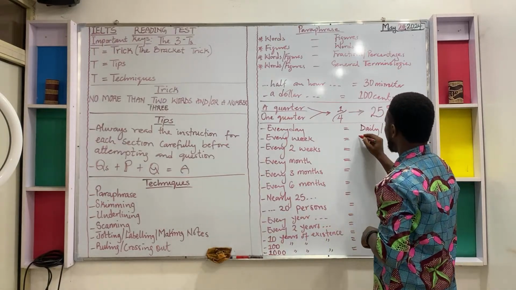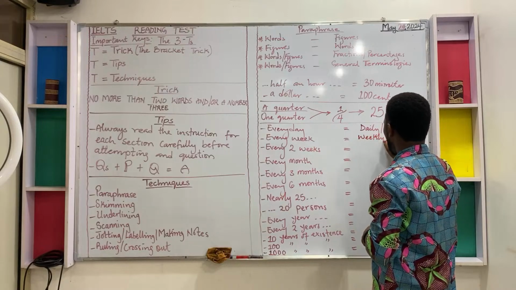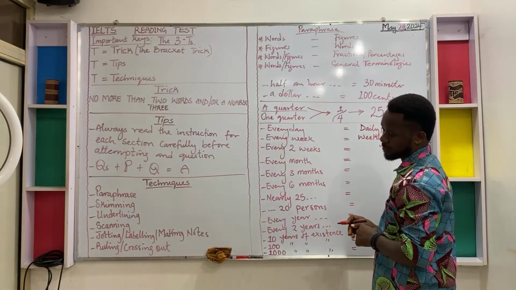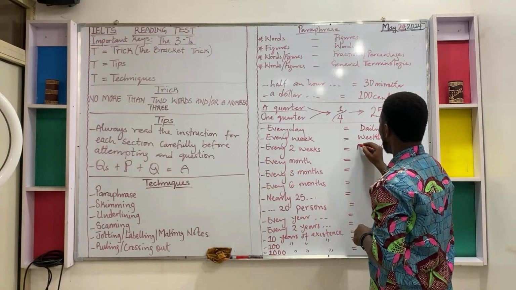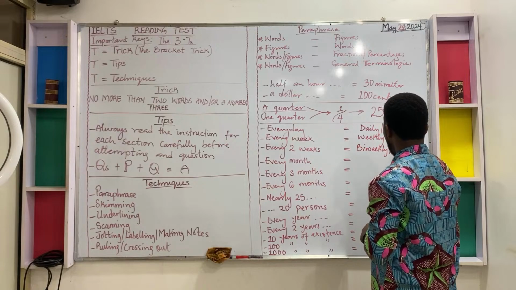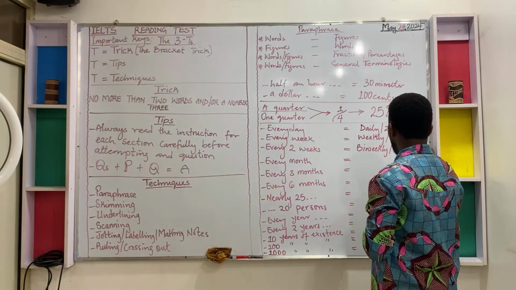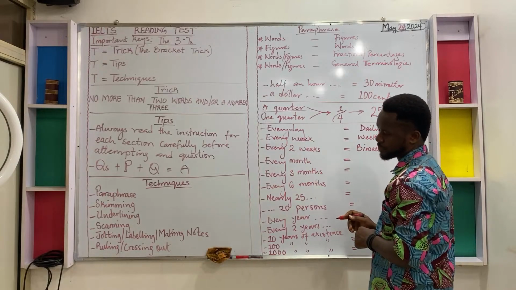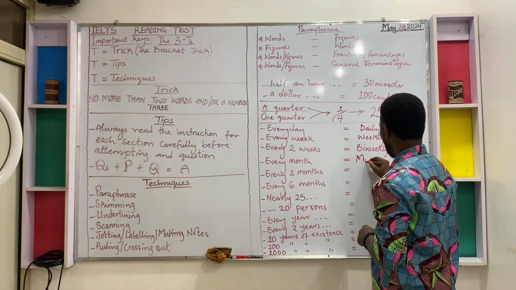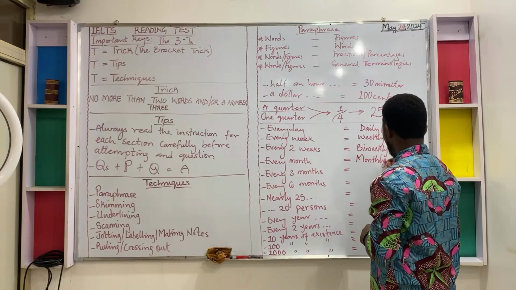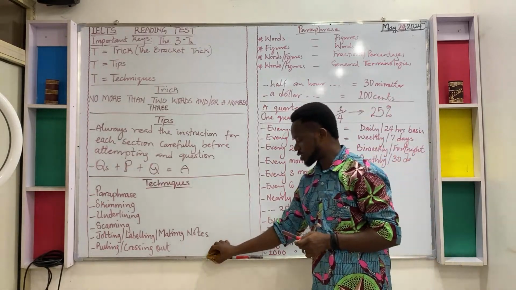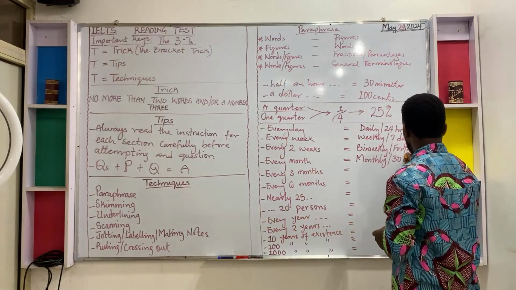Every week, weekly, or 7 days. Every 2 weeks, every 2 days can be bi-weekly or fortnightly. Every month, monthly or what? 30 days. Okay, we're not going to use 30 days because February does not have 30 days. So you use 4 weeks.